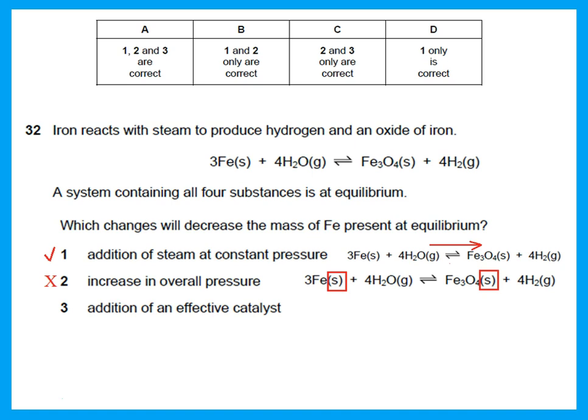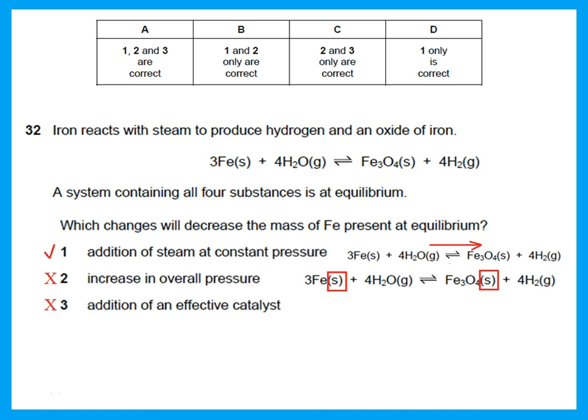Addition of an effective catalyst. What happens if I add a catalyst to a reversible reaction? We said it increases the rate of both forward and backward, but it does not affect the point of equilibrium. So it will not cause the reaction to go forward or backward. So only statement 1 is correct, and that means my answer is D.